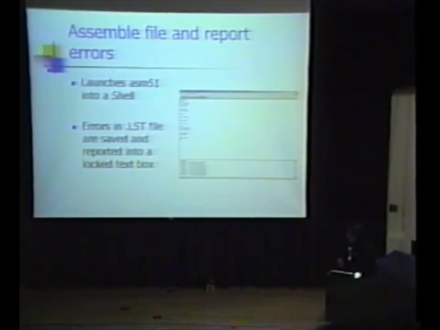When it assembles, it launches ASM using a shell command. So it'll pop up and then execute, and then it'll just go away. And the program will automatically go through the .list file, find all of the errors, and report it into the text box, which you can't write in. And it'll tell you what kind of error it is and the line that it was found on.